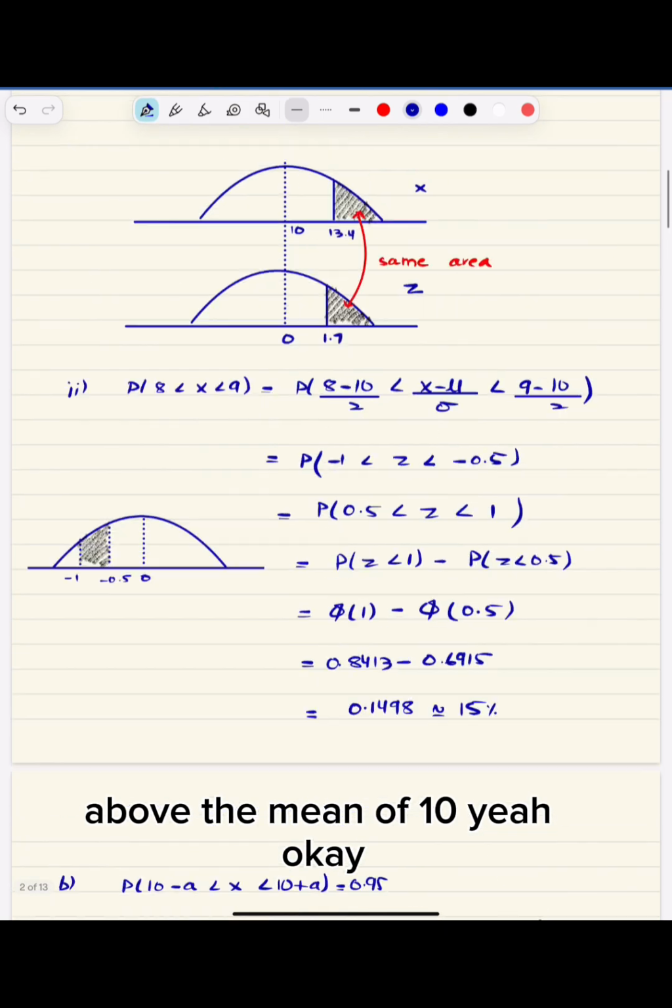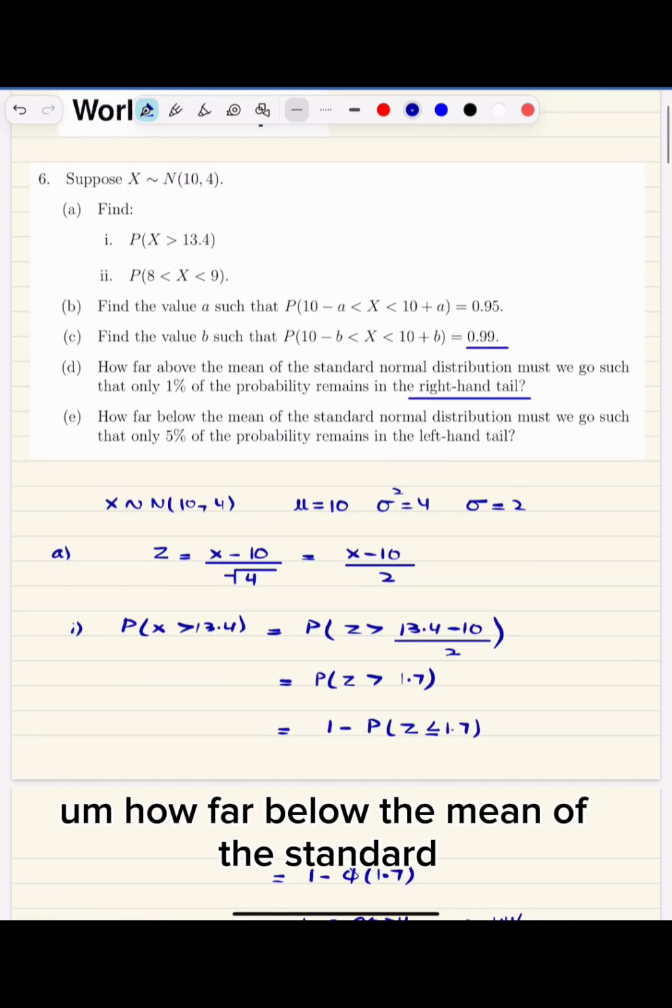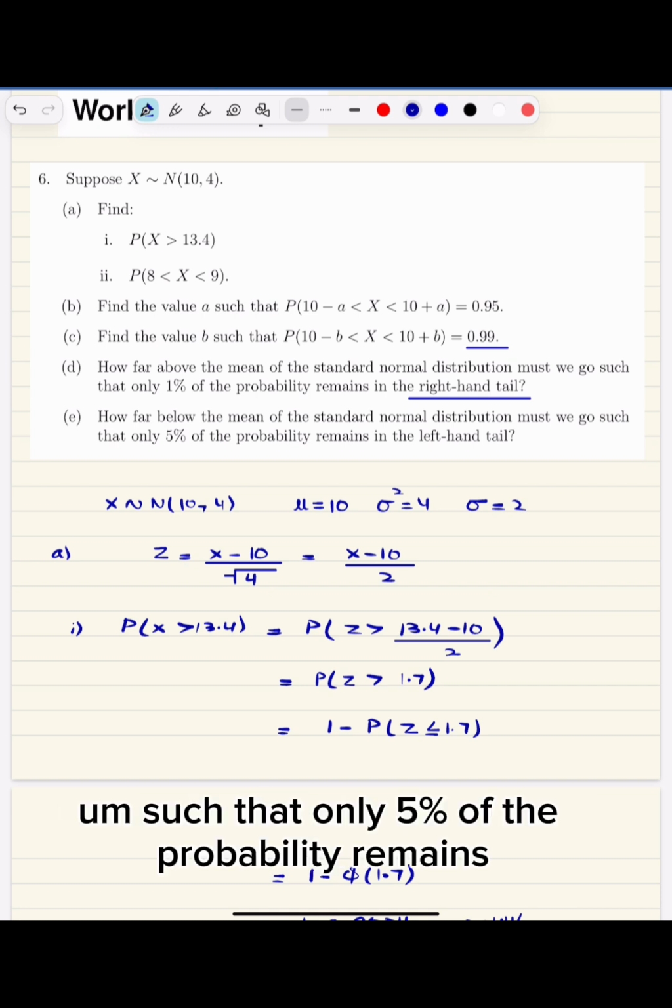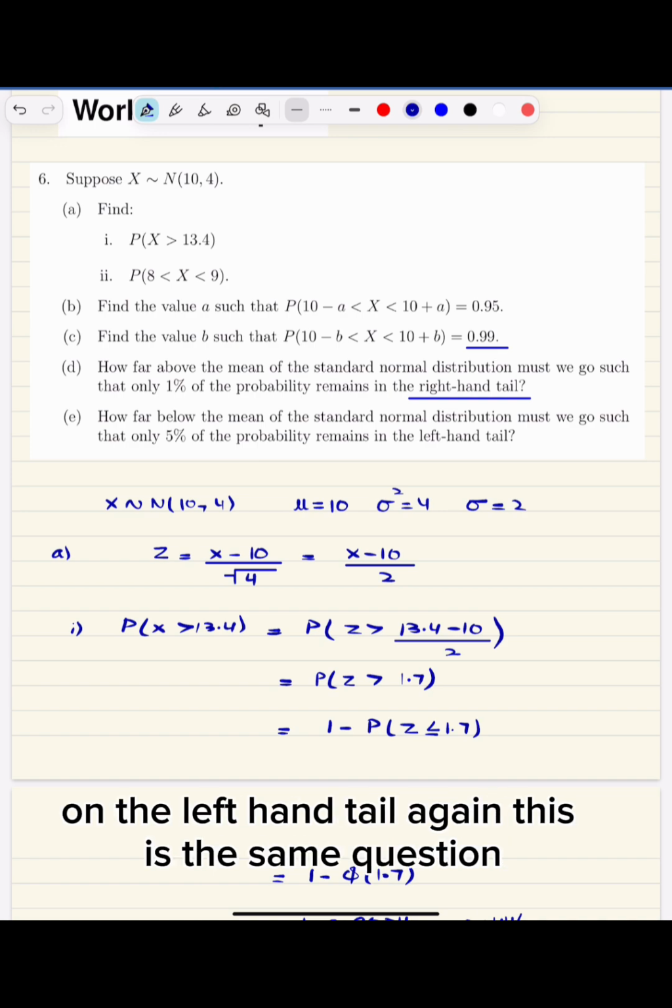Yeah. Okay, next part. How far below the mean of the standard normal distribution must we go such that only 5% of the probability remains on the left hand tail?